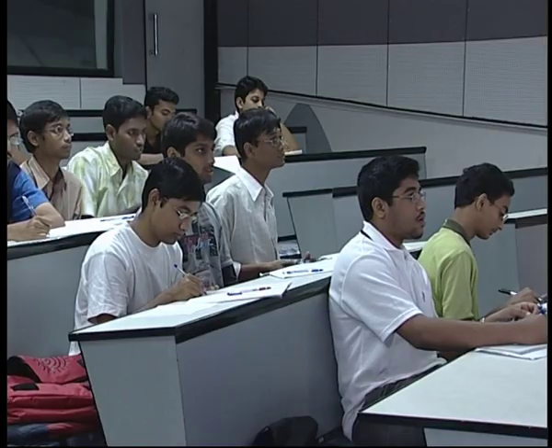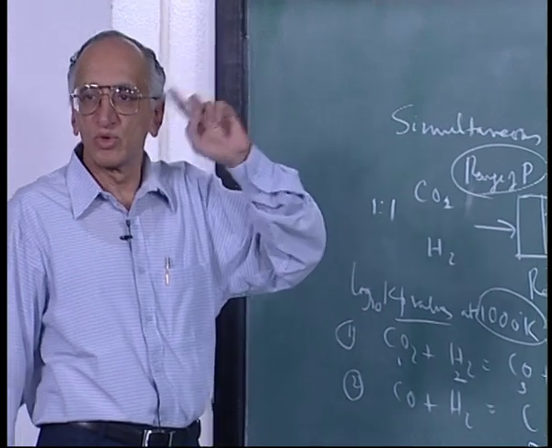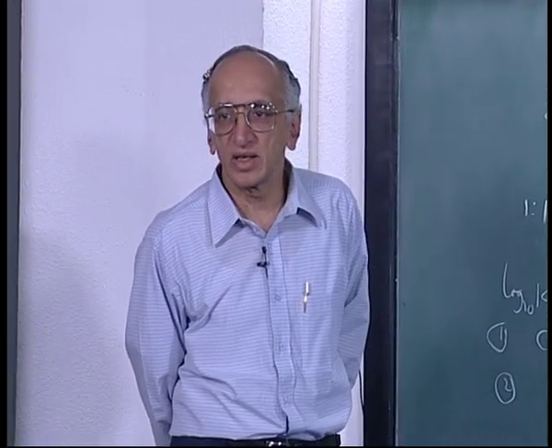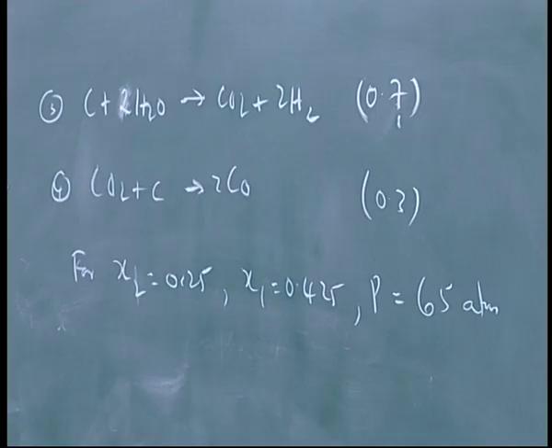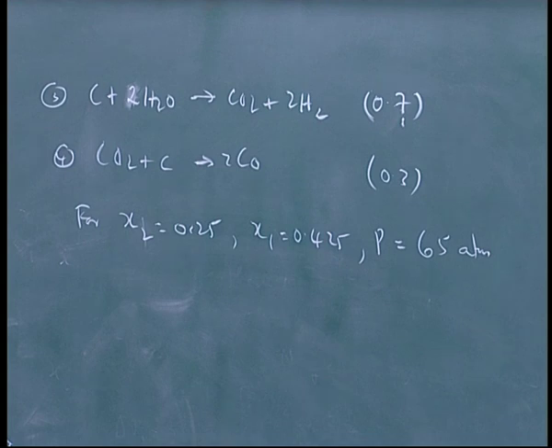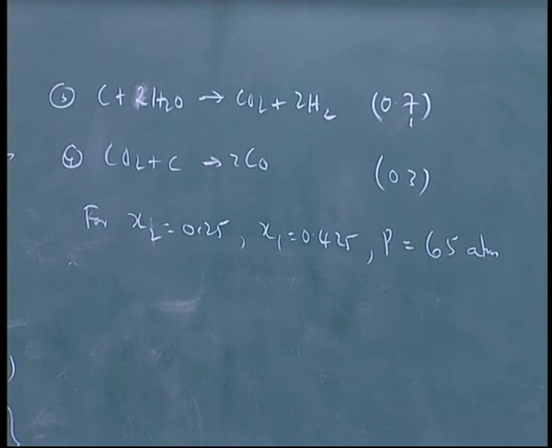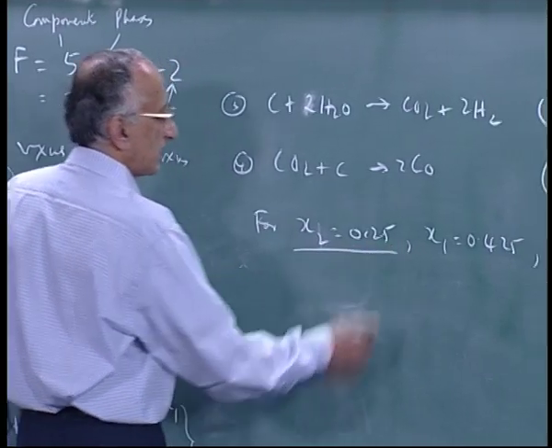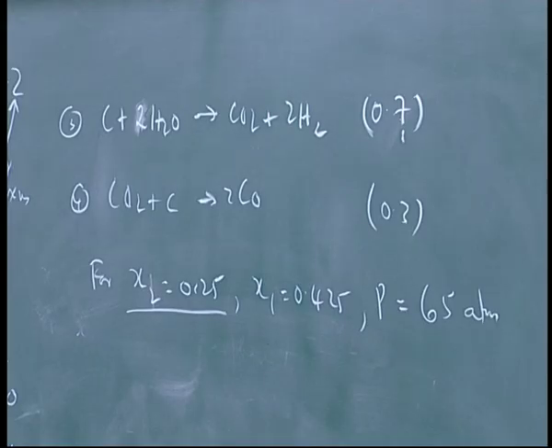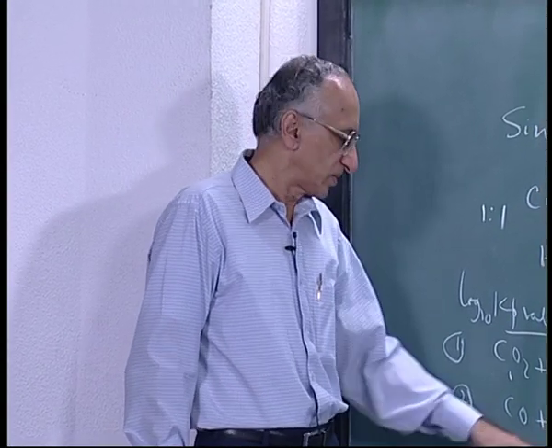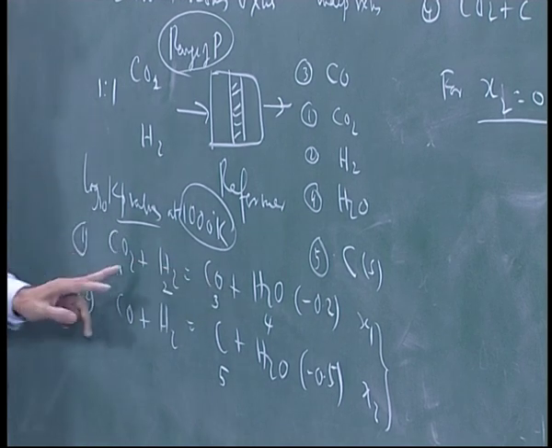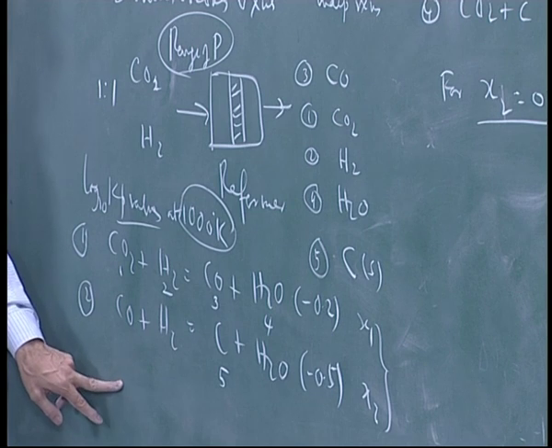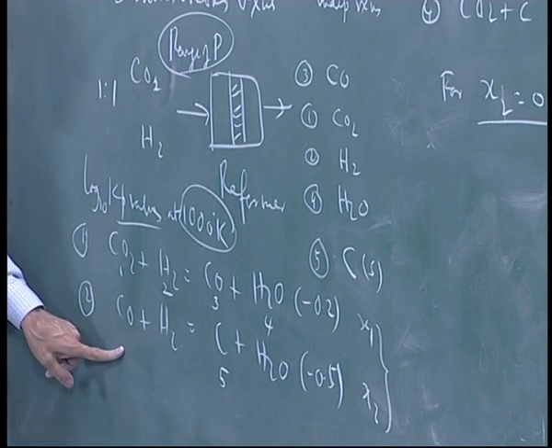Notice P will come out in atmospheres because of the convention. Your mu 0 was by definition the chemical potential at the temperature T in 1 atmosphere. Now, how will you decide what range of pressures to operate at? What I want is 0.25 or less of carbon. This is the calculation for exactly 25% of the carbon being deposited. If I wanted less, this reaction should proceed less, right. What happens to this reaction as you increase the pressure? This reaction is unaffected by pressure. So, you are looking at one reaction affected by pressure. If the pressure increases, what happens?